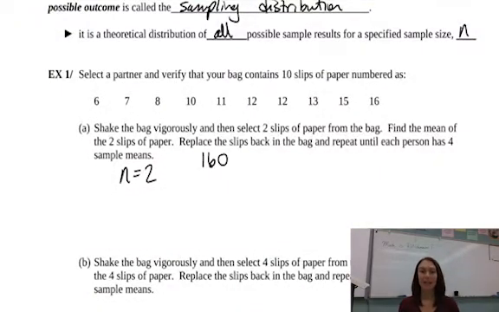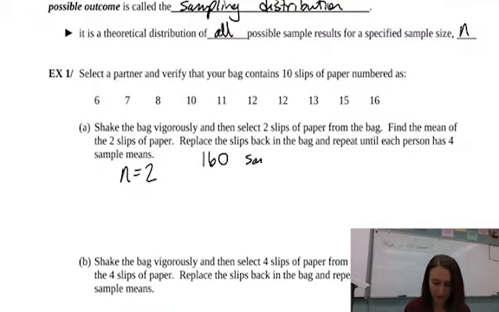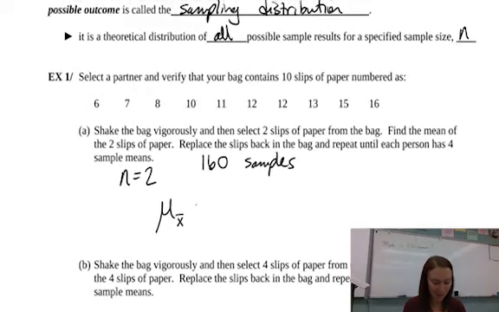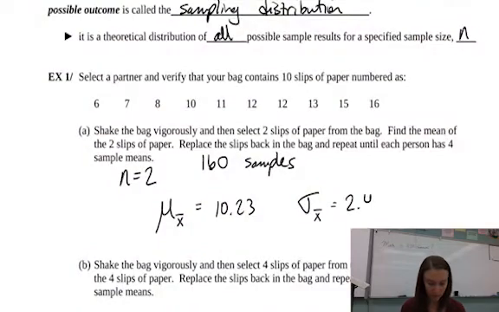We usually do the whole class, and if I combine all the samples, I end up with something like 160 sample means. Our mean of the sample means, mu sub x bar, works like this: every time you take 2 slips out of the bag and record the mean, that's a sample mean, that's x bar. If I take the mean of all of those means, we ended up getting 10.23. So from all the students, taking the mean of all their sample means, we get that. And the standard deviation of all the sample means was 2.4.